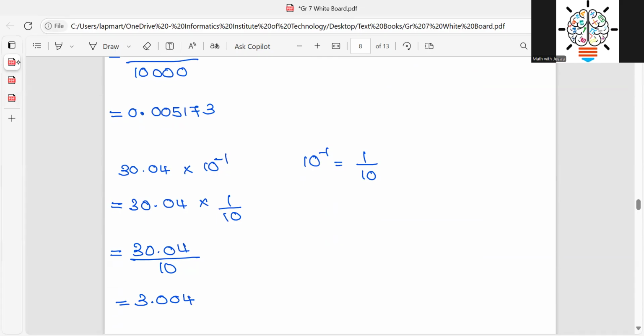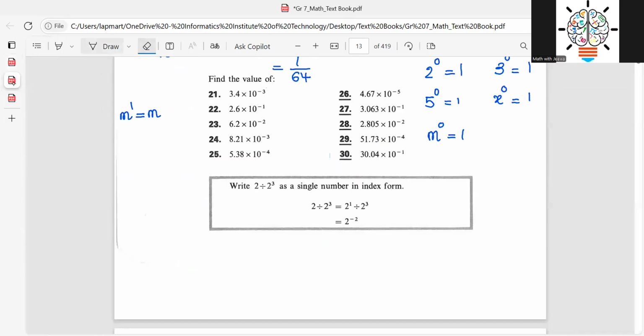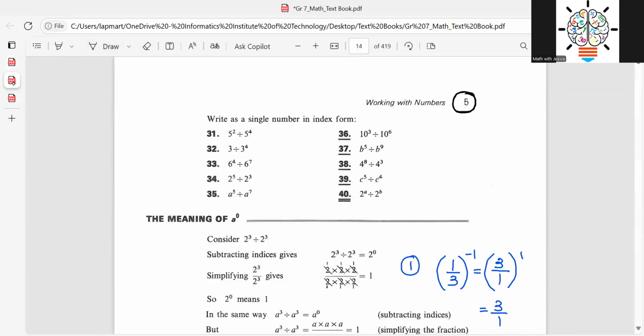Right? So that is all about these 5 questions that we'll see. What do we have? So we have 36 to 40. Here I will write the answer. Question number 36 you have, how do you write, children? 10 to the power 3 minus 6.